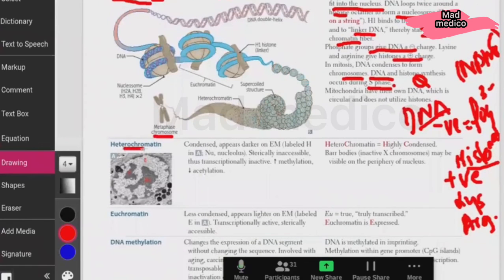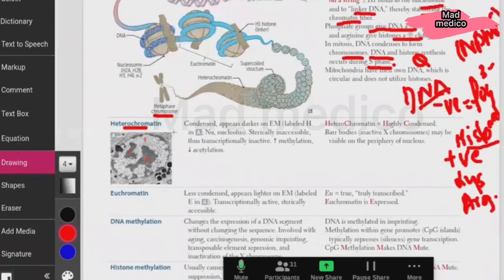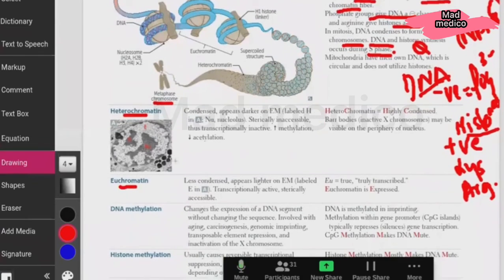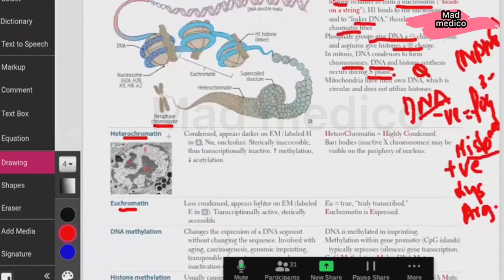Next one is heterochromatin. What is heterochromatin and euchromatin? These are two terms which we have to understand. Heterochromatin is basically the condensed DNA. When DNA is very condensed, it appears darker on the electron microscope. As you can see over here, it is labeled H. This H is the condensed DNA. This extremely condensed DNA is known as heterochromatin.